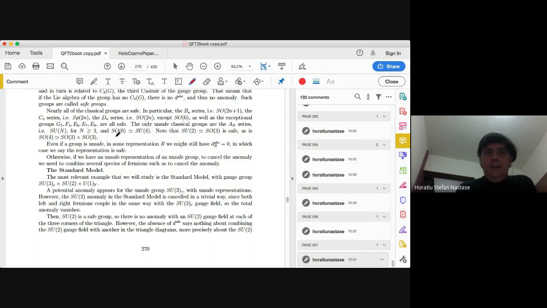But SU(n) for n greater or equal than 3 is unsafe. And also SO(6), because SO(6) is isomorphic to SU(4). On the other hand, SU(2) is isomorphic to SO(3), so it's safe. And also SO(4) is isomorphic to SO(3) cross SO(3), so it's also safe.